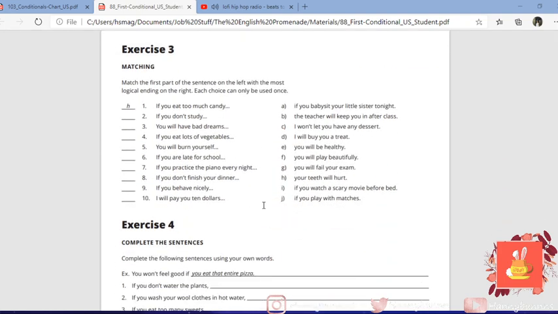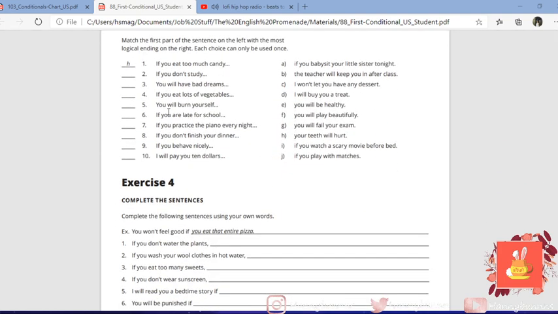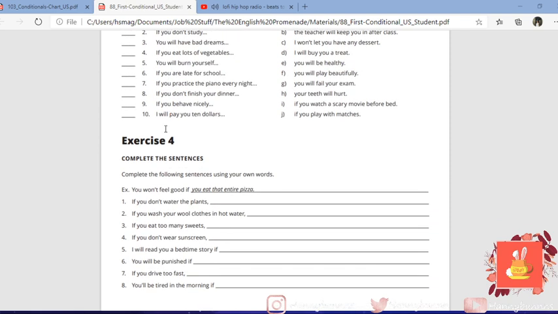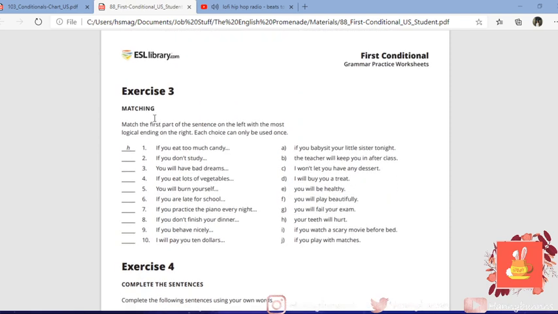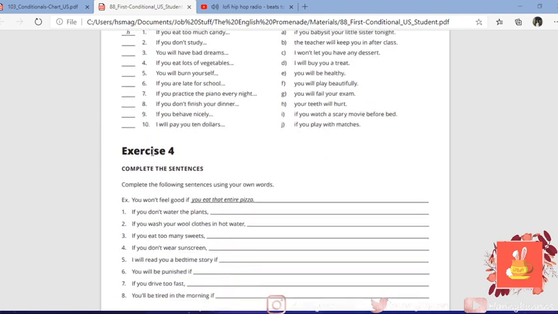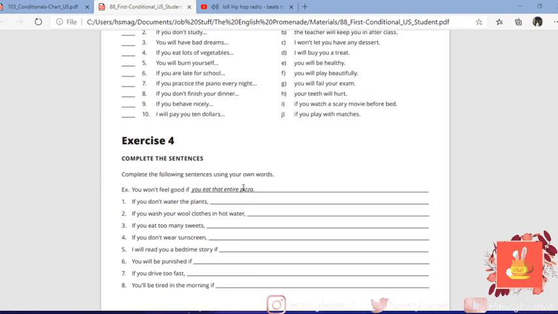Excellent job, though, everyone. If you guys want to do exercise 3 and 4 at the same time, you are more than welcome to. But for now, I will only ask for you guys to submit exercise 3. Try to match these to the right parts, and then I'll go over it. Then I will also ask you to do exercise 4.